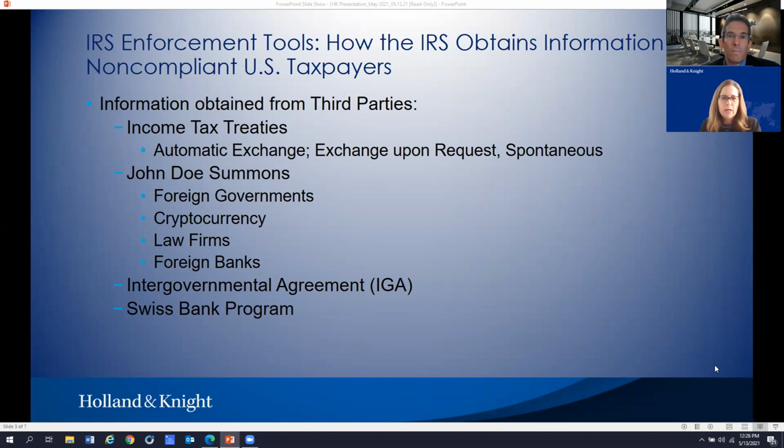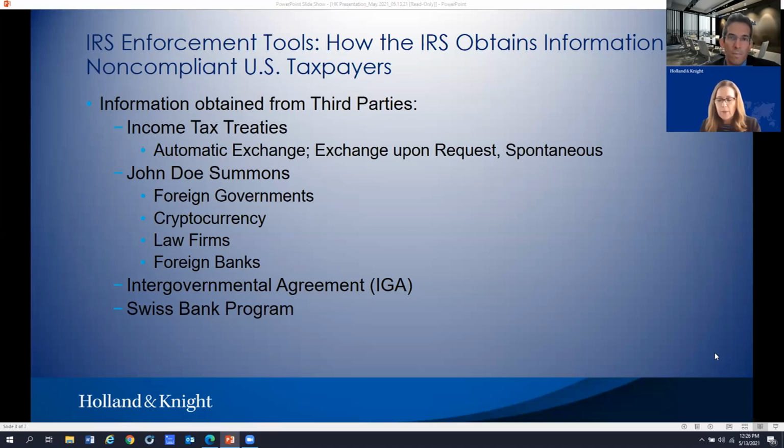And under the Model 1 IGA, the foreign financial institutions transmit data on the US accounts to their own tax authority, the foreign tax authorities. And then the foreign tax authorities transmit that data to the US tax authorities. There are also many reciprocal Model 1 IGAs. So in return, then the US tax authorities do also agree to transmit information to the foreign taxing authorities on their taxpayers.